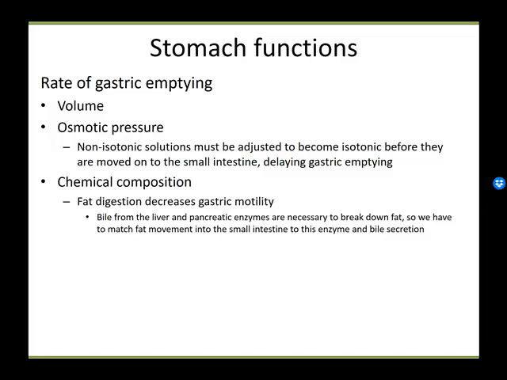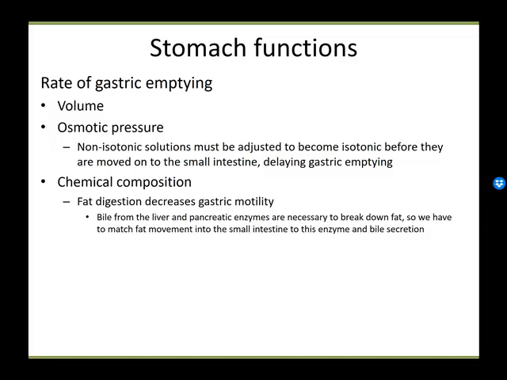So things like soda and lemonade are going to stay in your stomach for quite a while. Chemical composition is also going to play a pretty big role, specifically fat. So digestion of fat by those lipases decreases motility. Food stays in your stomach longer when it's full of fat.